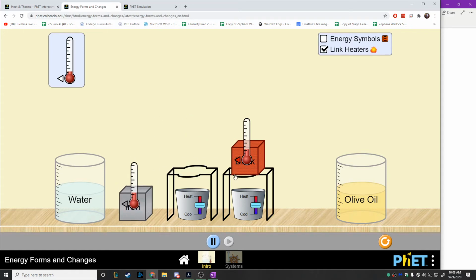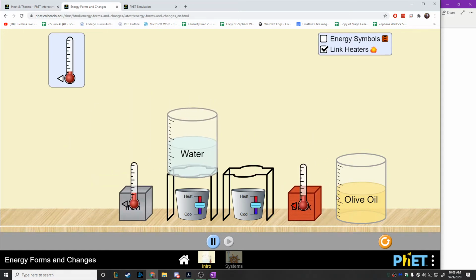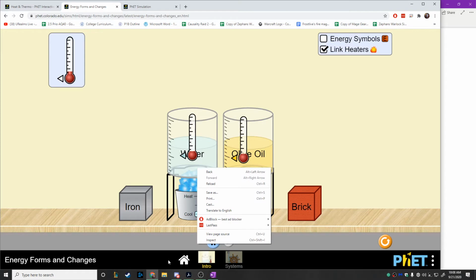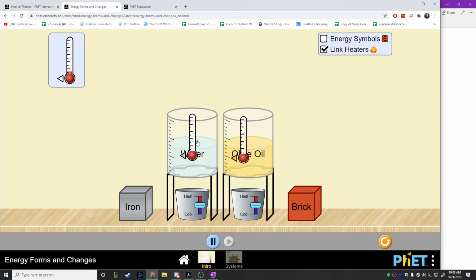How's the olive oil going to compare to the water, for example? Any idea with that? Water has one of the highest specific heats of anything, right? So one would assume probably the olive oil is going to heat up faster? I don't know. Let's see. Yeah, it does.